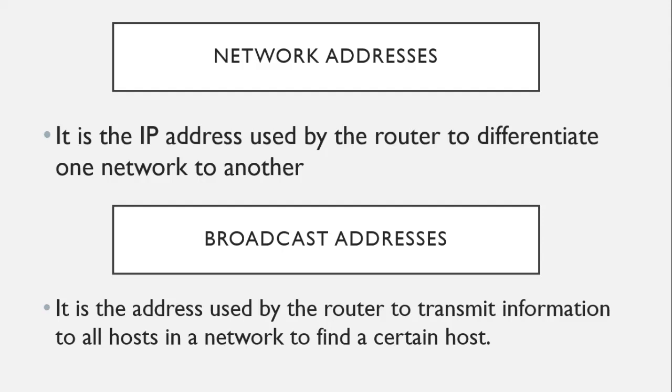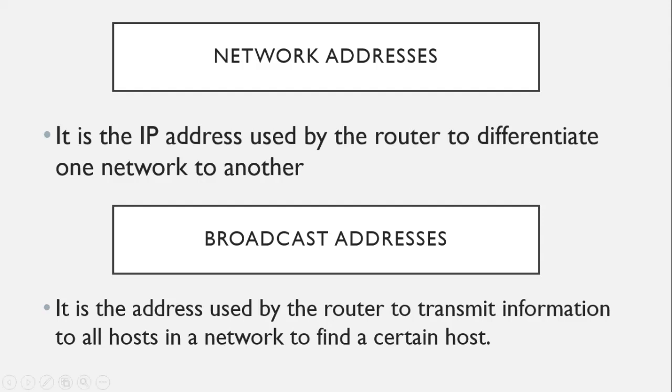Remember that the internet is connected by many routers, so a router should have an identification. Even the routers should have an identification. And the network address is that identification they use to know the difference from one router to another. Now, the broadcast address is the address used by the router to send broadcast messages.